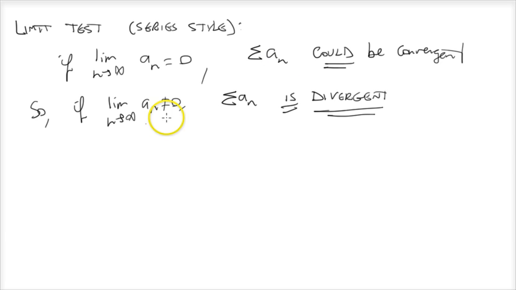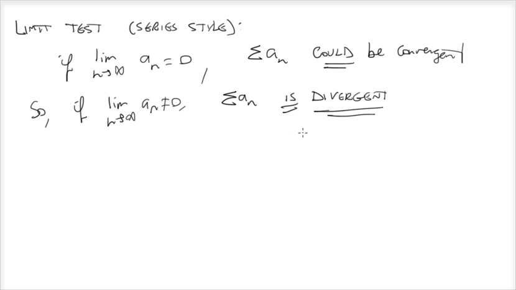This isn't enough proof to prove that that series will converge, that it'll add up to a definite number. However, we do know if that limit is anything but 0, so if it's undefined, if it doesn't exist, if it's infinity, if it's some other number like 1 or 2, then we know for sure that the series of a of n is divergent.